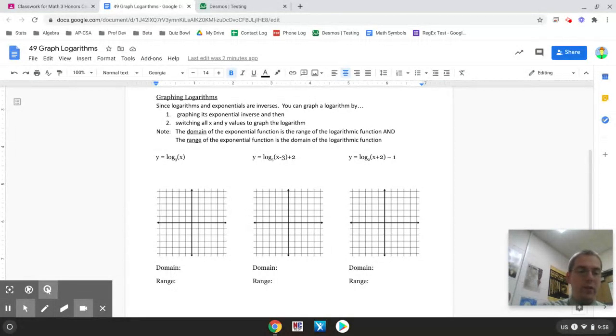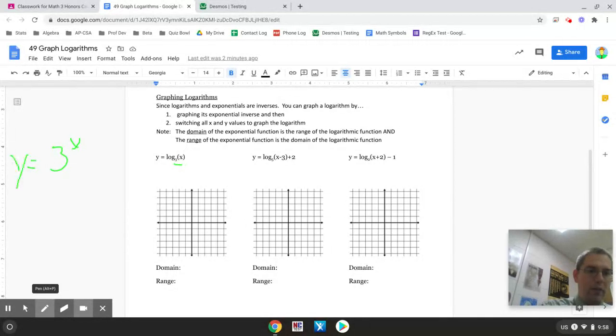Because if I'm going to do these by hand, recall that I can rewrite this equation as an exponential by saying my base is 3, and then 3 to the x power is going to be equal to y. Basically, to find the inverse, I switch the x and y since they're inverse functions, and then I rewrite it with my base of 3, and I switch places with the x and the y. So that gives me y equals 3 to the x.